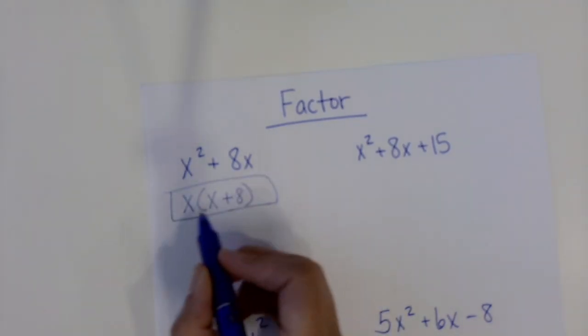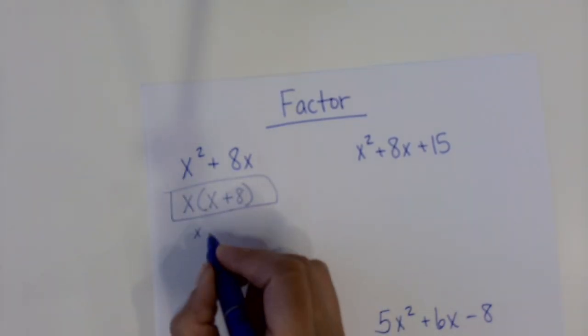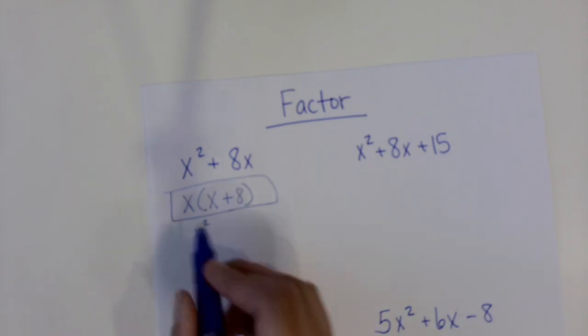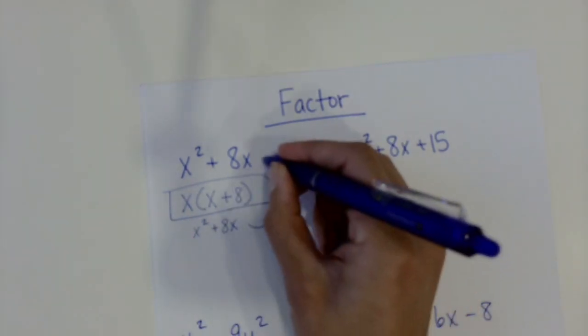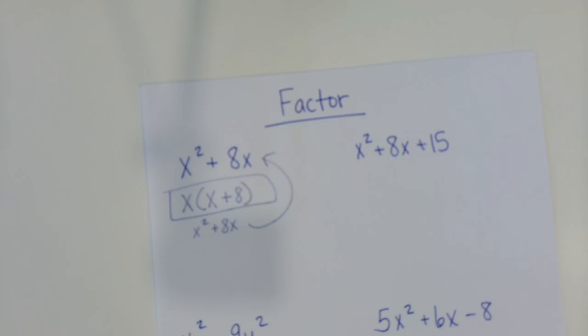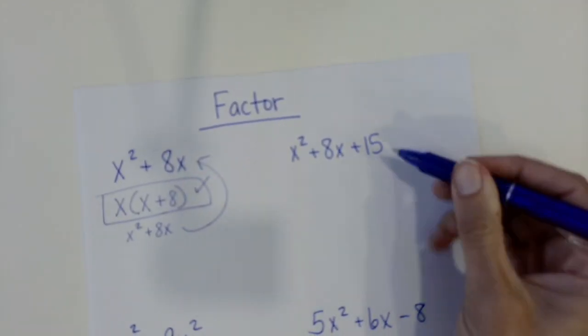But if we wanted to check our work, we'd go x times x, and that would be x squared. X times 8 would be a positive 8x. And since we got our same problem we started with, this is factored. Great job. Next, it's just a little bit harder.